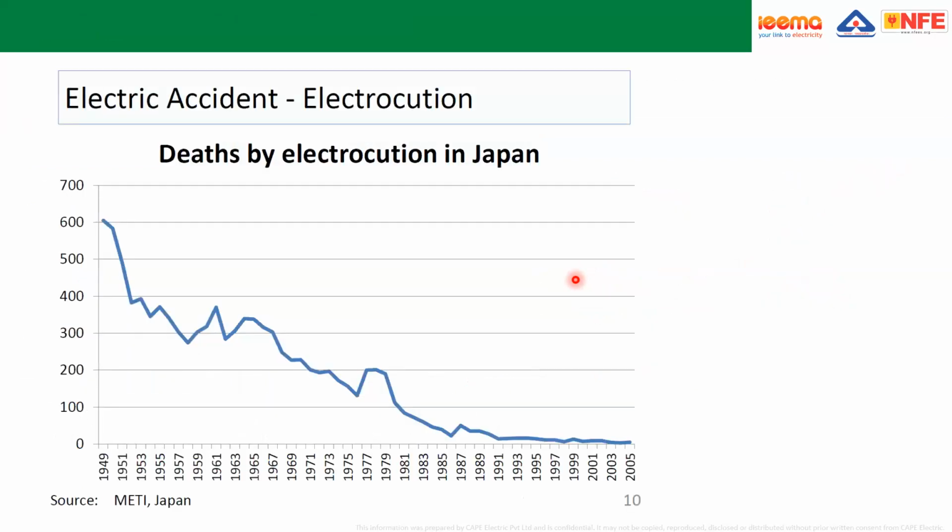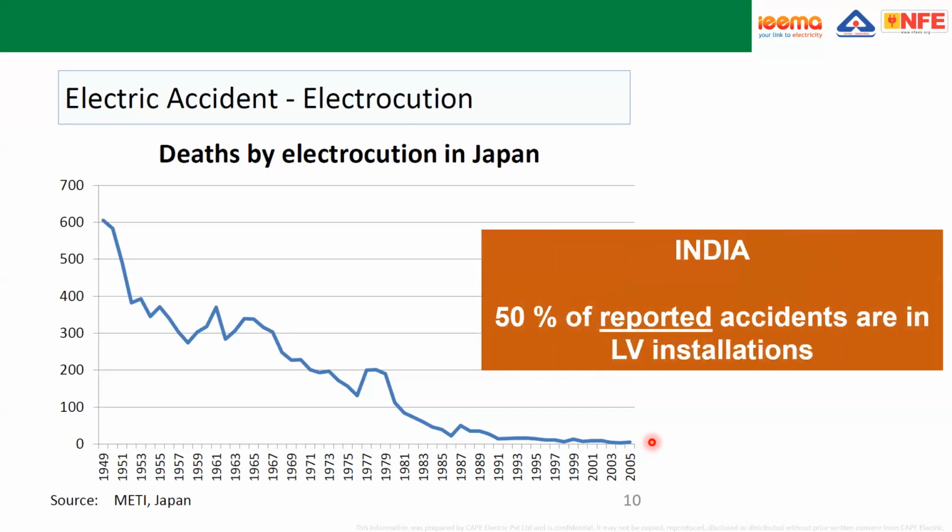The Japanese average during the 1940s and 1950s was about 600 people out of 100 million population per year, and they have reduced it to almost 12, almost nil. Whereas in our case, we are still at 723. We should also consider that only 50% of the cases are reported in India. Not all the cases are reported.